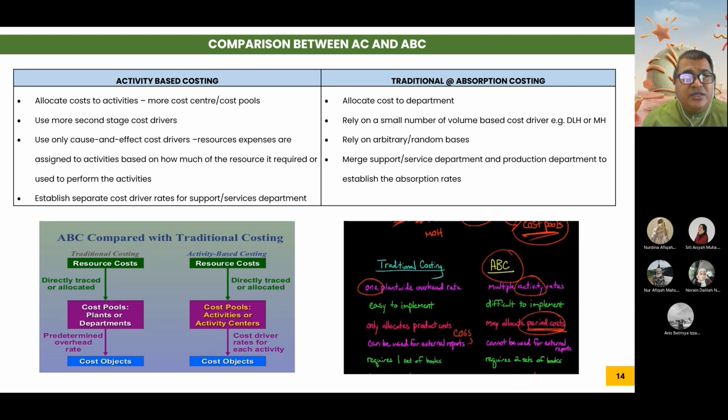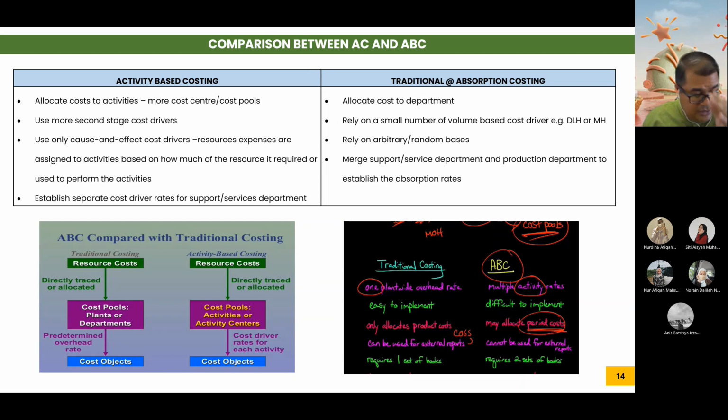And then they use more second stage cost driver instead of first stage. First stage tu satu je lah, yang the basic one. Second stage tu dia banyak sikit lah. And then use only cost and effect cost driver. Now resources expenses are assigned to activity based on how much the resources is required or used to perform the activity.